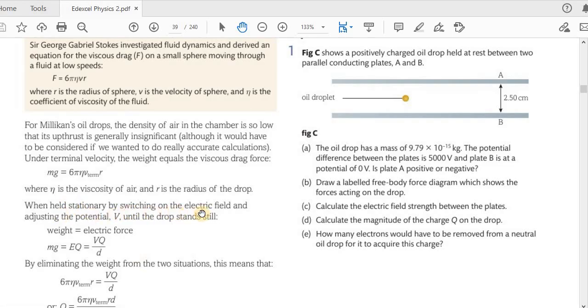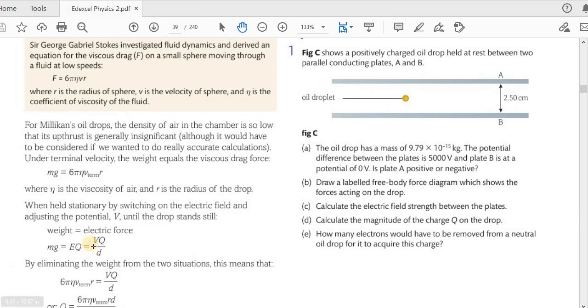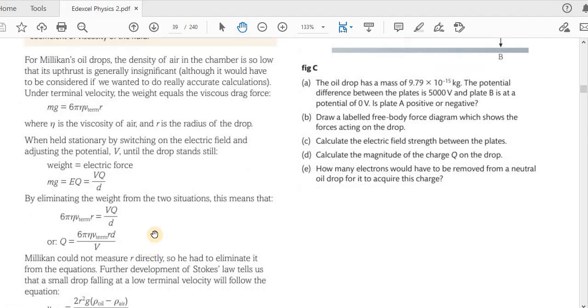When held stationary by switching on the electric field and adjusting the potential V until the oil drop stands still, the weight is equal to the electric force. So this is the electric force, that is the weight. Now we know that E is equal to V over D. Remember we learned it earlier in the previous video, the definition of electric field strength. There we learned two equations: one is E equals F over Q, the other is E equals V over D. Then we can make Q the subject of the equation to find the charge.